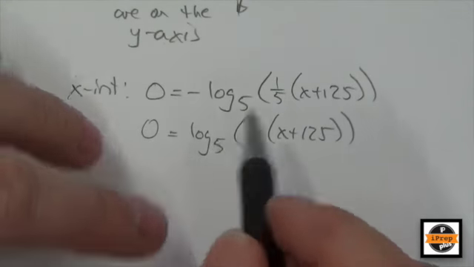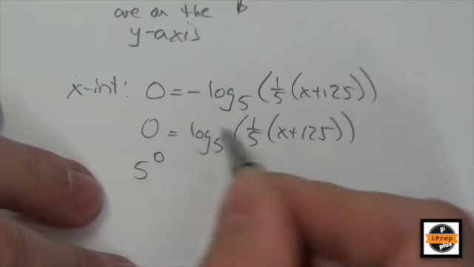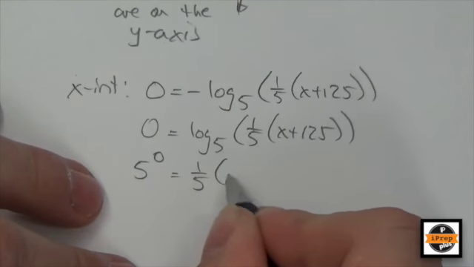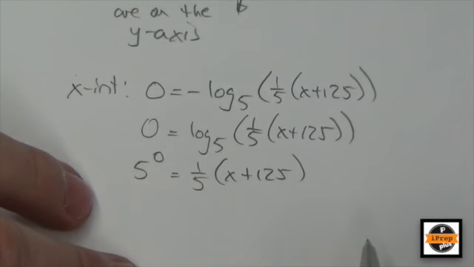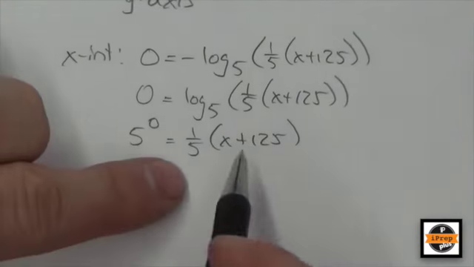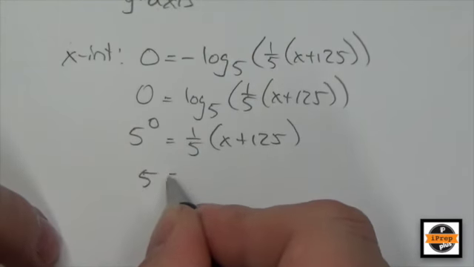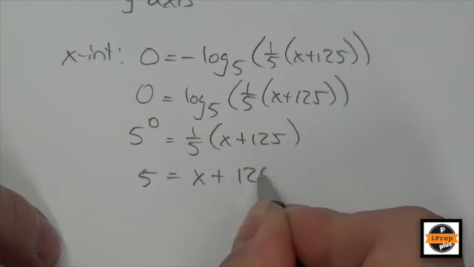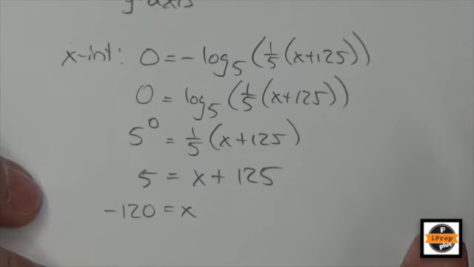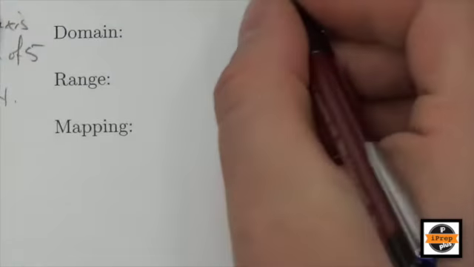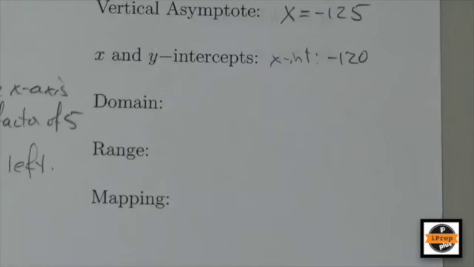The base is 5, so the base is going to be 5 for the exponential. The logarithm equals 0, so the exponent is 0. And then that is going to equal my argument. 5 to the 0 is 1. And then I'm going to multiply through by 5 to get that denominator out of the way here. So this is going to give me 5 is equal to x plus 125. And then when I bring that over, I'm going to get negative 120 is equal to x. Okay, so there's my x-intercept, negative 120. Whoops, sorry, you can't see that.